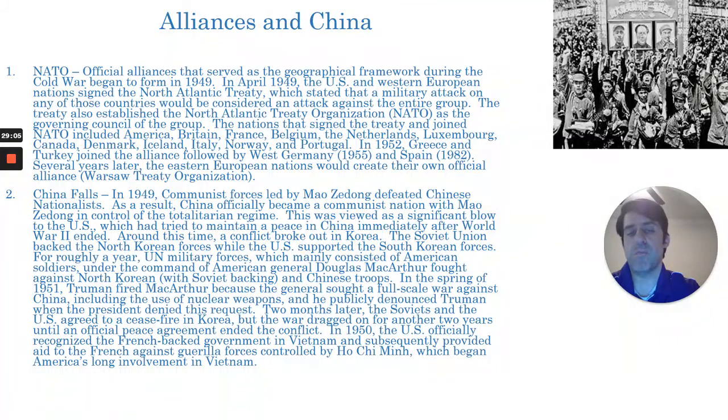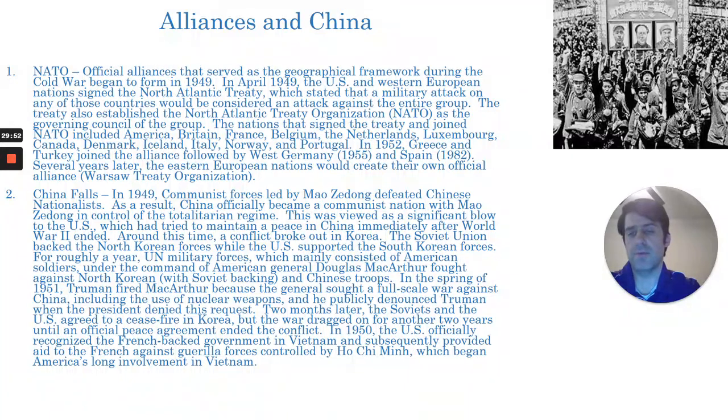Shortly after China became communist, a conflict broke out in Korea that more or less split Korea into two, North Korea and South Korea. Soviet Union backed the forces of North Korea, which was trying to overtake South Korea and basically establish one nation that would have been communist, totalitarian in its government. The U.S. supported the South Korean forces, and a military force from the United Nations engaged in the conflict in Korea during that time period.